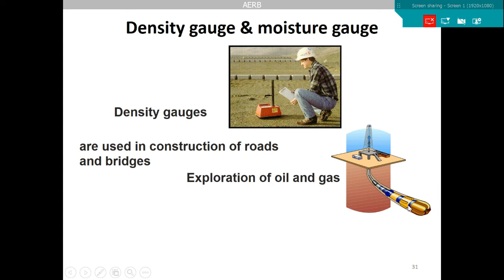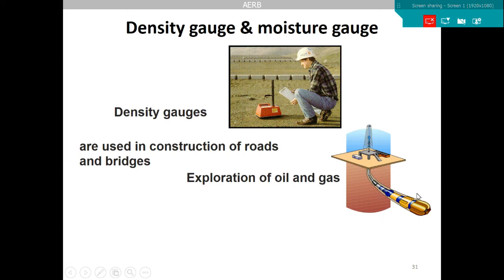So for that, the density is determined by the source density gauge, which emits radiation. If the density is high, it will be reflected, as there are many atoms to reflect. If the density is low, there are not many reflectors, so the reflected radiation will be low in intensity. So from the intensity of the reflected beam, they'll find out about the density of the soil.